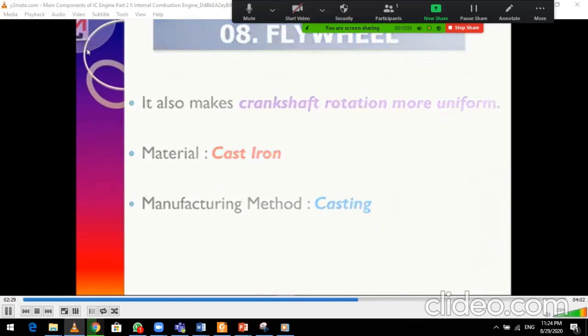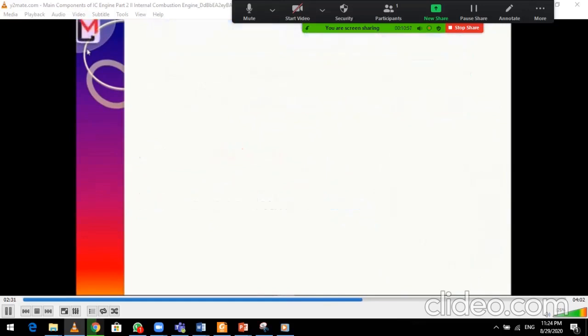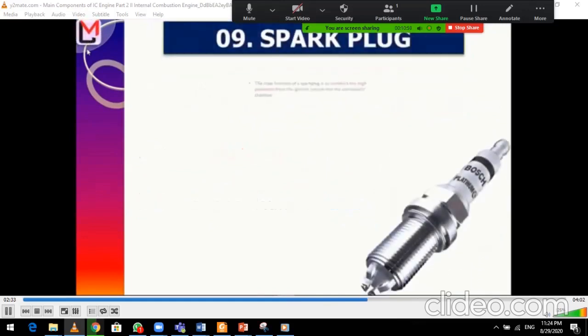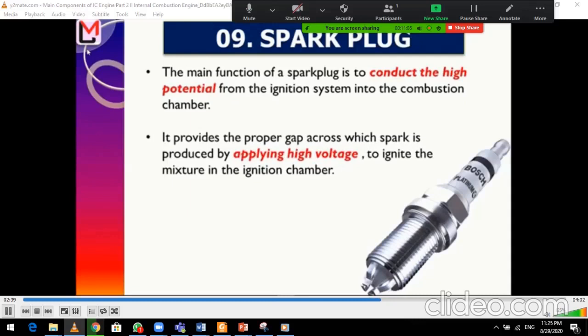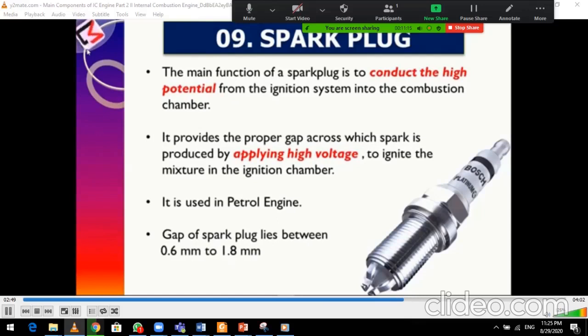Now we will learn about the spark plug. The main function of a spark plug is to conduct the high potential from the ignition system into the combustion chamber. It provides the proper gap across which spark is produced by applying high voltage to ignite the mixture in the combustion chamber. Spark plug is used in petrol engine. Gap of spark plug lies between 0.6 mm to 1.8 mm.